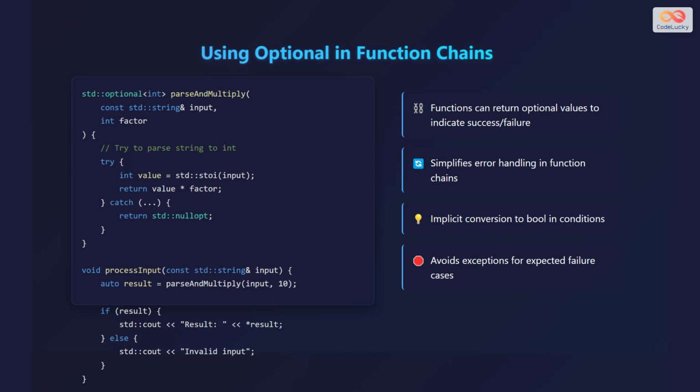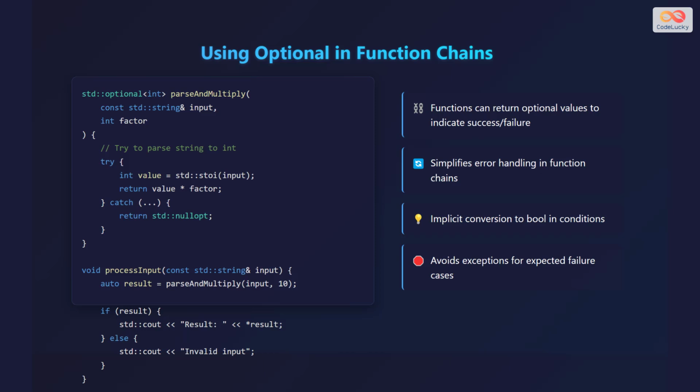The process input function calls parse and multiply with an input string and a factor of 10, and stores the result in the result variable. If the result has a value, it prints the result. Otherwise, it prints invalid input.